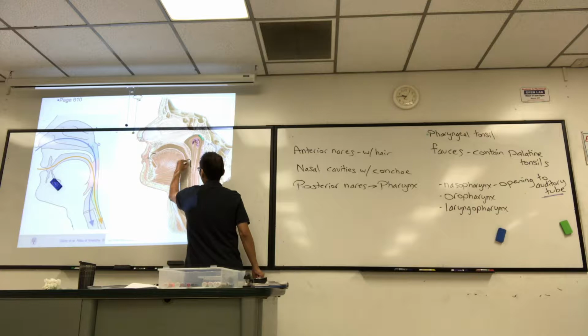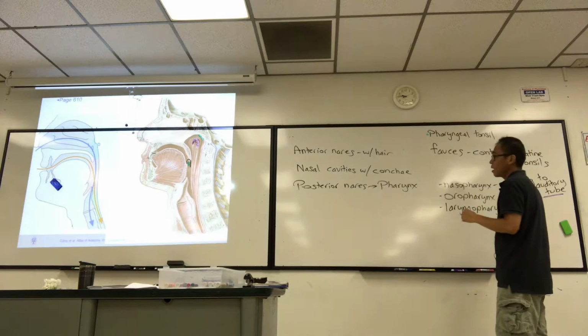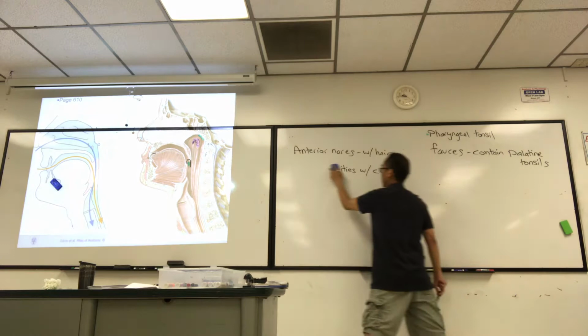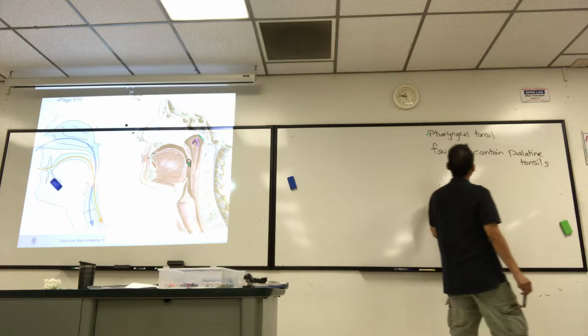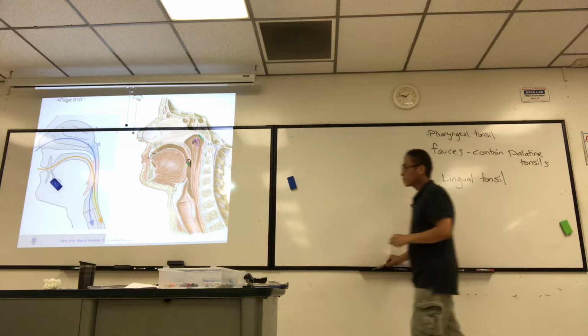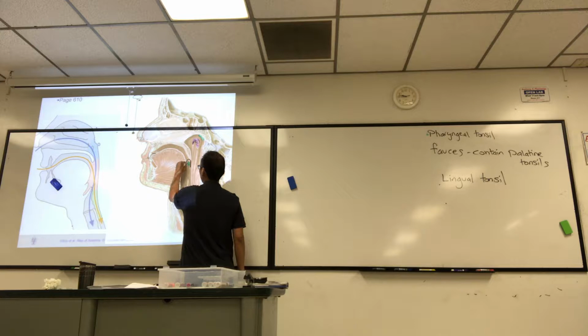Okay, I'm going to color them all green. A third tonsil is called the lingual tonsil. Lingual means what in anatomy? Tongue. Very good. It's right here. This, all this color. Just so you kind of approximately know where to look for it on the model.